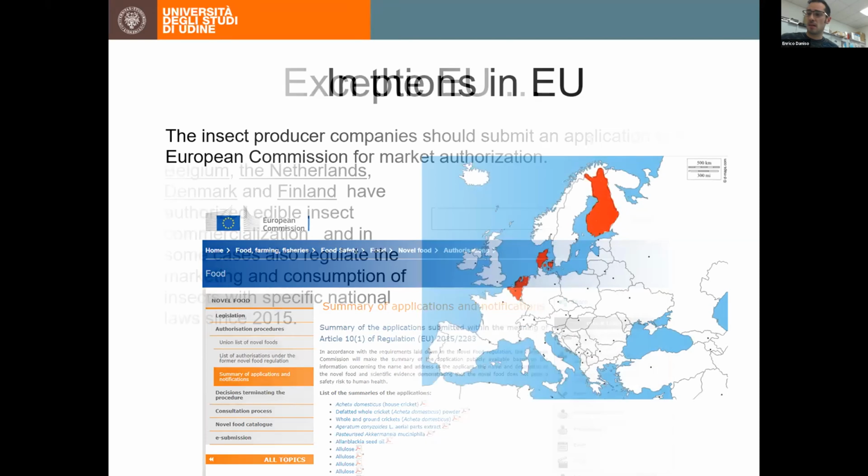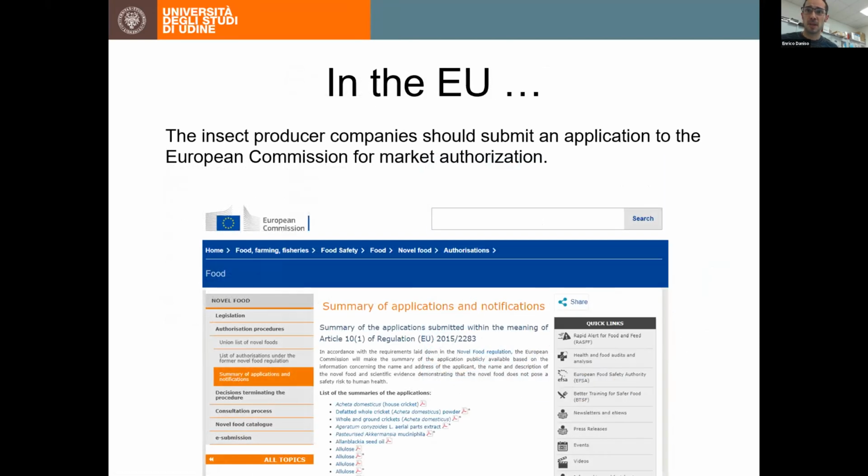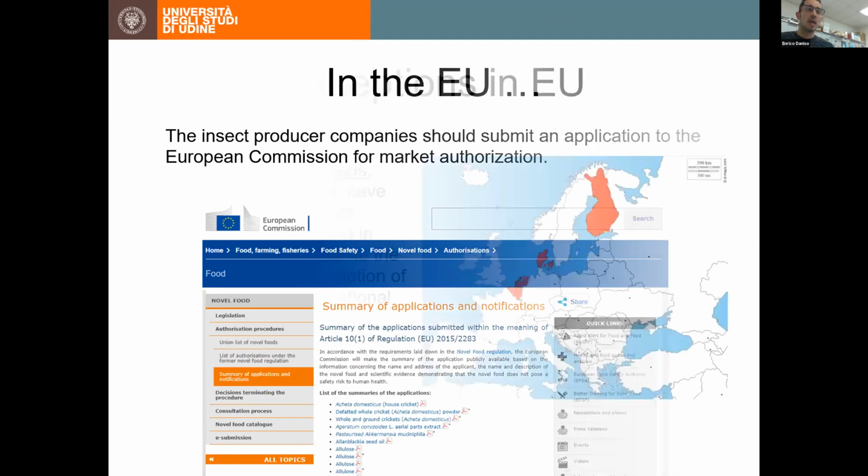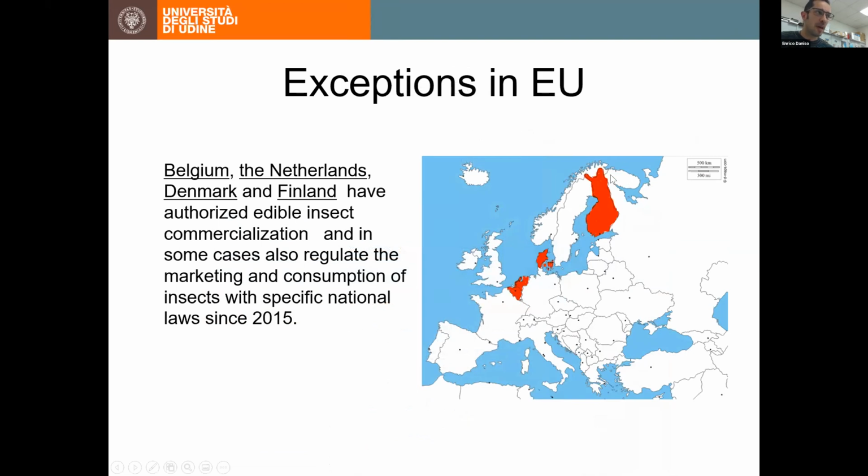At the moment, this procedure requires more than 2 years for the approval. For that reason, in the European Union, we do not use insects, but there are some exceptions. In these 4 countries that you can see in red, that are Belgium, the Netherlands, Denmark, and Finland, different rules are applied for the marketing of insects. And these national rules are different for each country. For that reason, it's really chaos for the commercialization of insects for human consumption.